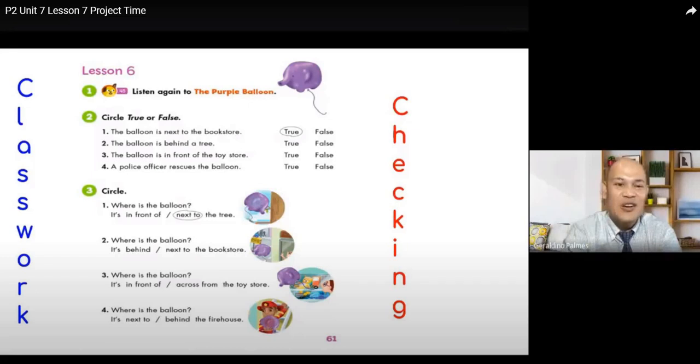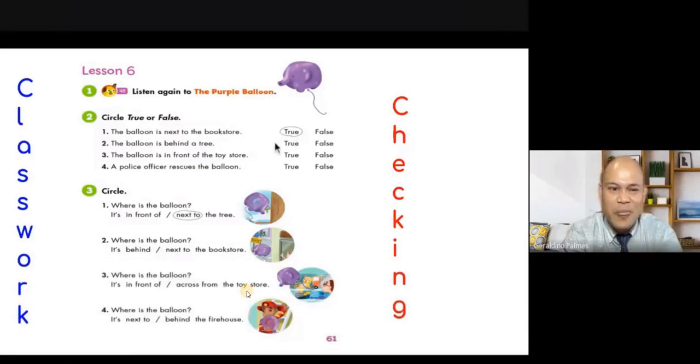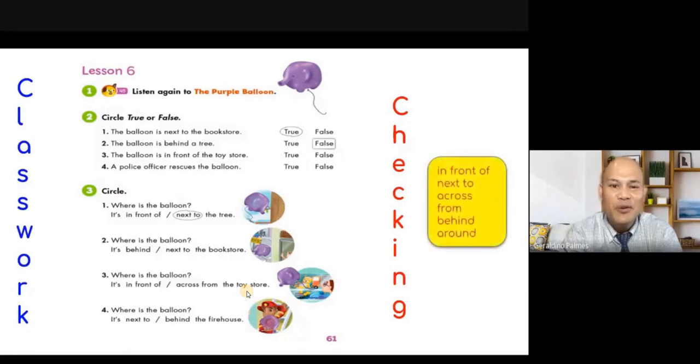Let's see here. Number one, the balloon is next to the bookstore. That's correct, true. Balloon is behind the tree. True or false? False. Okay. The balloon is in front of the toy store? True. A police officer rescues the balloon? False. Who rescues the balloon? The firefighter or the fireman.